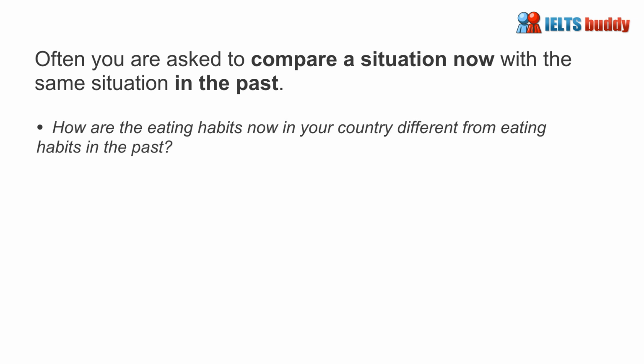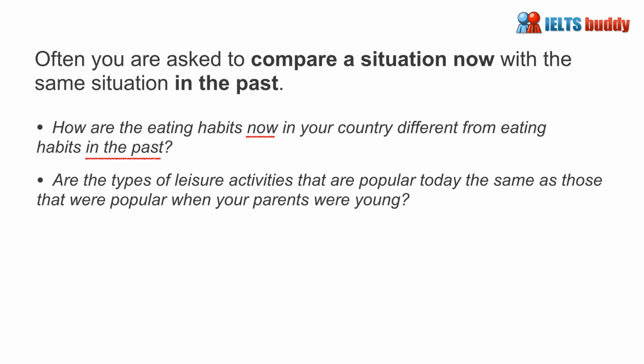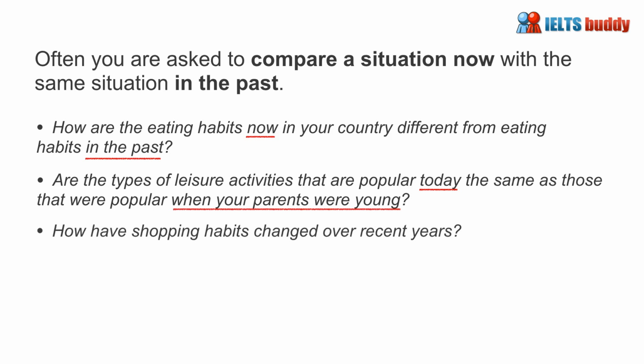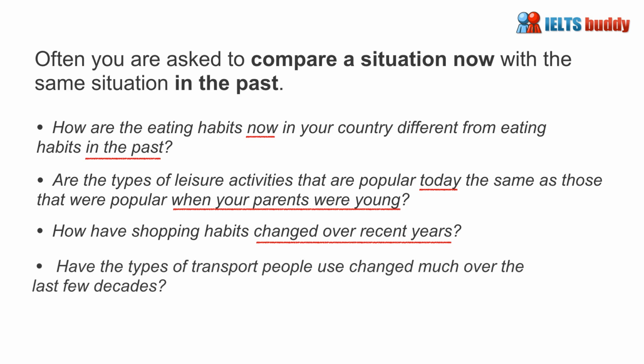For example, how are the eating habits now in your country different from eating habits in the past? Are the types of leisure activities that are popular today the same as those that were popular when your parents were young? How have shopping habits changed over recent years? Have the types of transport people use changed much over the last few decades?